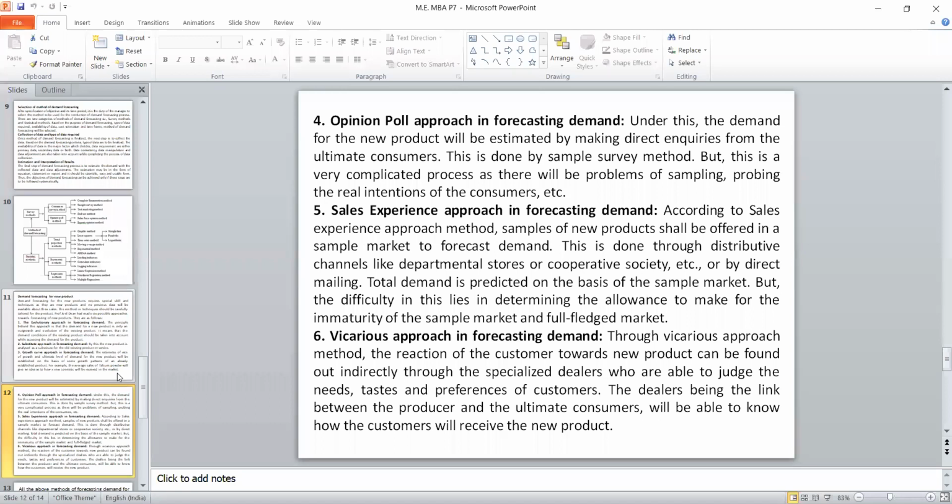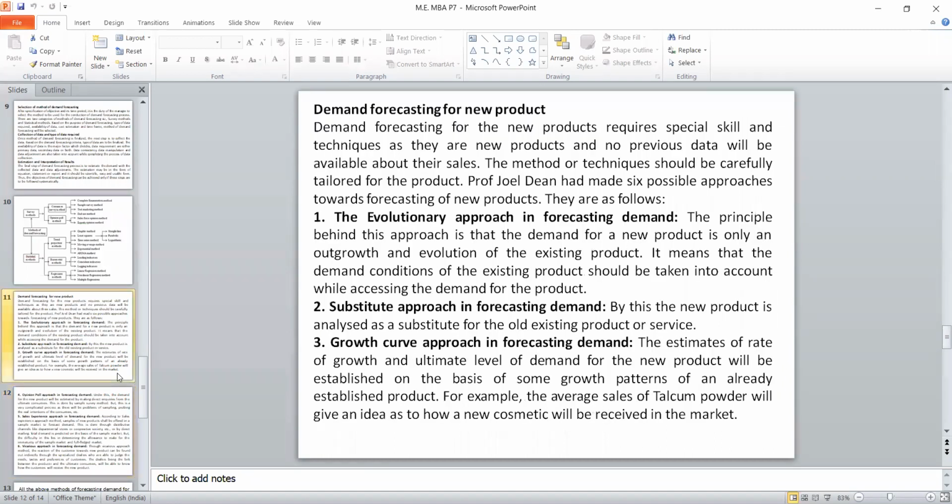The last one is the vigorous approach. Out of these 5, if you use any method, there is no hard and fast rule for using the method. Either it will be a sales experience method, it may be an opinion method. We will have any one of the methods, but I want to sell that product. So that is called the vigorous approach. It will be a direct one and an indirect one. So Joel Dean has given these 6 approaches for forecasting demand for a new product.